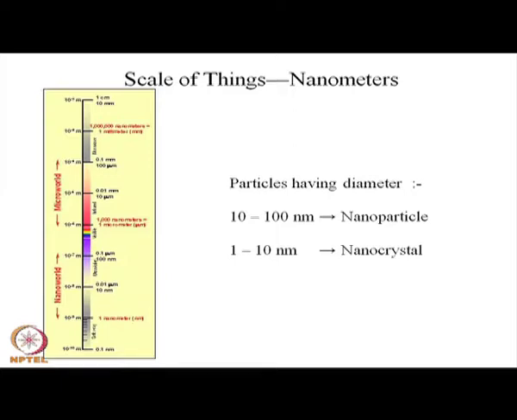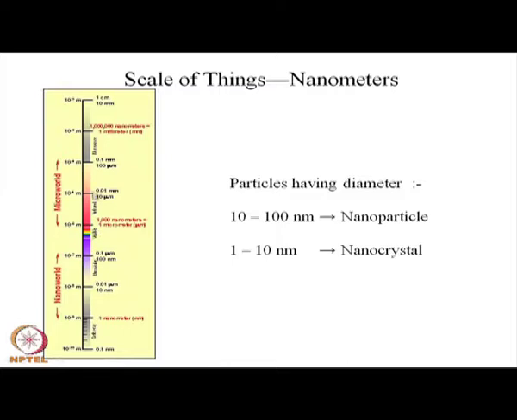Let us look into the scale of things in nanometer, because it is about nanomaterials and quantum dots. See here, it is 1 centimeter, 10 millimeter. So it is in meter scale. Then it is in micro scale, like 100 micrometer, like 10 micrometer, like 1 micrometer.